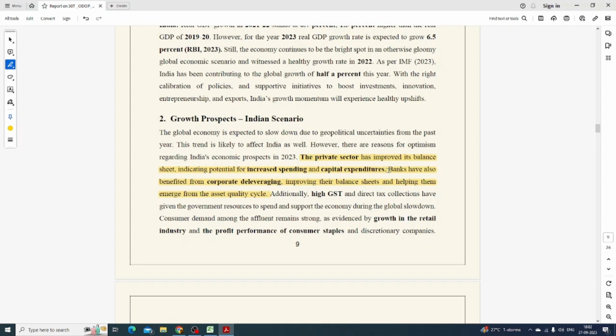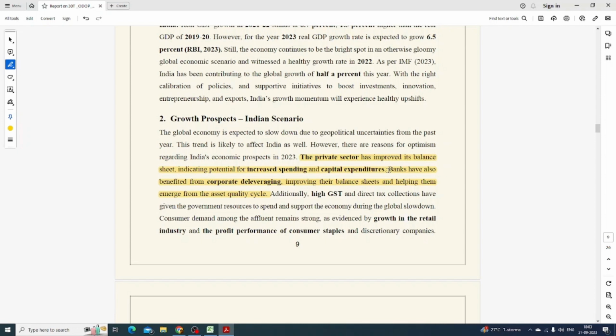Banks have also benefited from corporate deleveraging, improving their balance sheets and helping them emerge from the asset quality cycle. Even for banks, RBI is pushing a lot of money into the economy. Because RBI is pushing money into the economy, banks are able to give more loans to the required corporates or business houses. And the government is able to generate high revenue because of GST and direct tax collections.